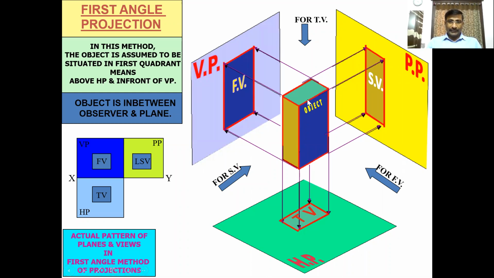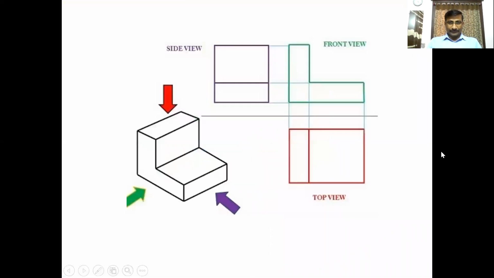In the top view, what we see is length and width. In the front view, what we see is length and height. In the side view, what we see is depth or width, and height. Clear? This is one example. I hope you understand this diagram. If you understand this diagram, we can go for more complicated diagrams.